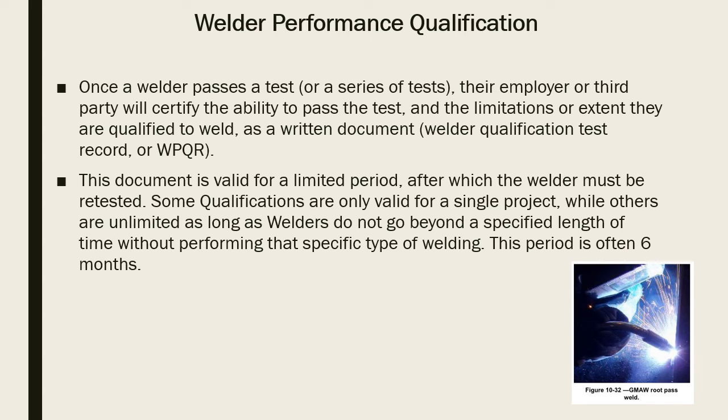Welder performance qualification. Once a welder passes a test or a series of tests, their employer or third party will certify the ability to pass the test and the limitations or extent they are qualified to weld as a written document, a welder qualification test record or WPQR. This document is valid for a limited period after which the welder must be retested. Some qualifications are only valid for a single project, while others are unlimited as long as the welder does not go beyond a specific length of time without performing that specific welding type. This period is often 6 months.